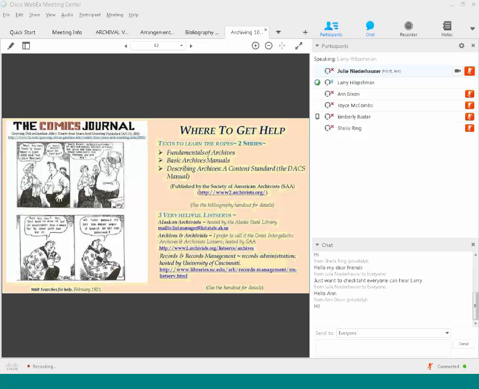Those three publications are the only three that I'll mention that you ought to consider investing in, but all three of them are very useful to anyone who's trying to do archival work.